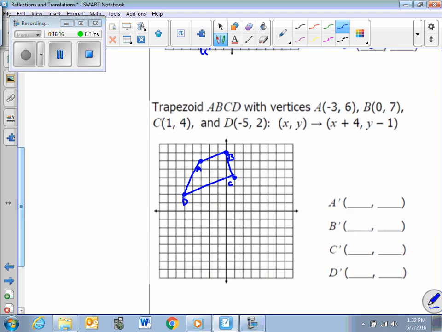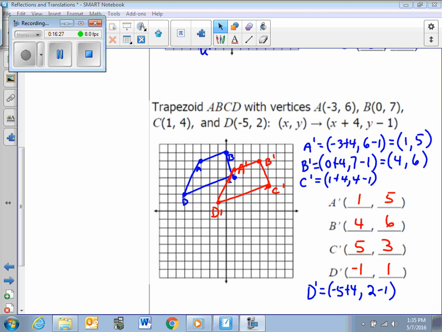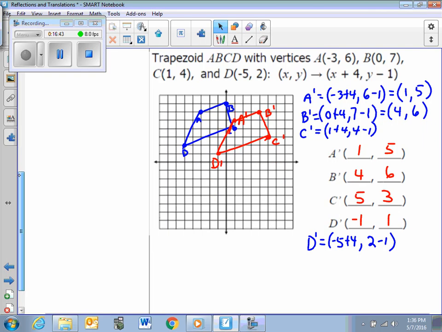Okay, the trapezoid here is just like the one above, so I'm going to pause this, fill in the answers, you complete it, and let me know if you have questions. So there's that trapezoid with that rule of transformation applied. I just shifted every vertex right 4 and down 1. Check your answer there. Let me know in class if you have questions.